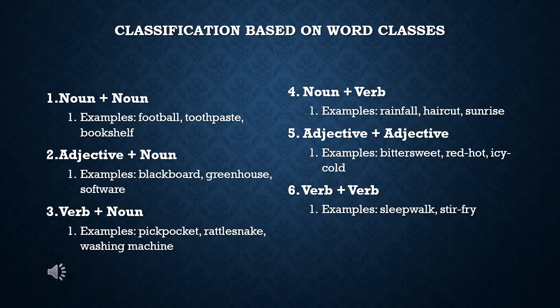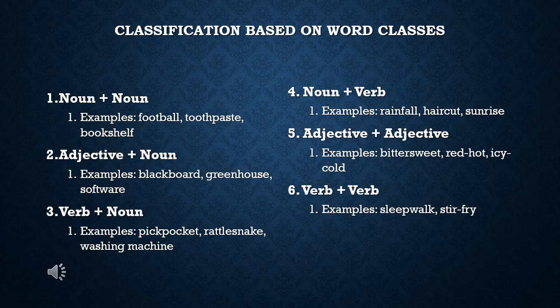At number four, we have noun plus verb. For example, rainfall. Rain is a noun and the verb here is fall. Together, compounded, they create the word rainfall. Again, we have hair, which is a noun, and cut is a verb, creating the word haircut. Similarly, sunrise. Sun is a noun and rise is a verb.